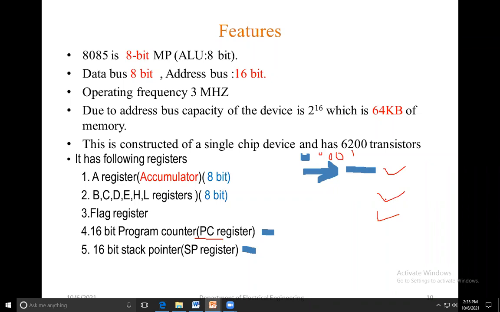So the program counter stores the location of the next instruction. If you increase the program counter, the next instruction will come into your processor and execute, and you will get the output. This is the program counter, and it is a very, very important part of your programming.